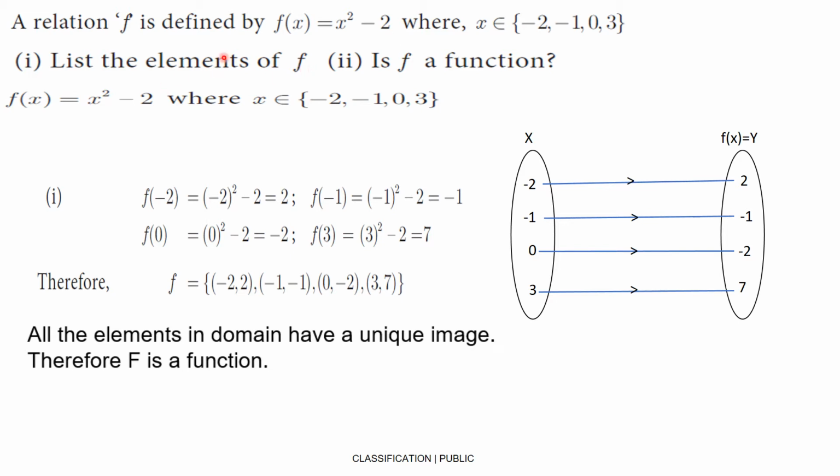You are given f of x equal to x squared minus 2. You substitute the x values. Here x belongs to, first, minus 2. So you substitute here: minus 2 squared minus 2. That is minus into minus plus, that is 4, 4 minus 2, 2. Next, 0 squared minus 2: 0 minus 2, minus 2. f of minus 1: minus 1 squared is 1, 1 minus 2, minus 1. f of 3: 3 squared minus 2, 9 minus 2, 7. So list the elements as ordered pairs: (-2, 2), (-1, -1), (0, -2), (3, 7).